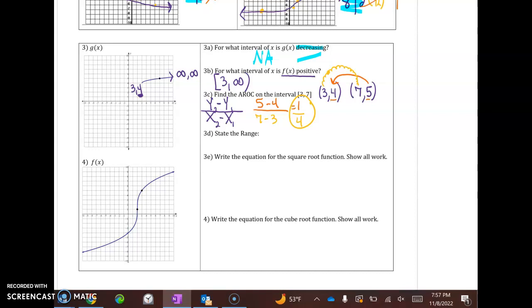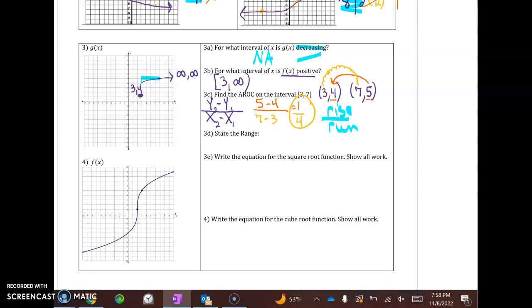The other option you have, because we have a picture, is, average rate of change is just slope. You could just count your rise over your run. So start here, you rise 1 and you run 4, and it is going uphill from the 3, 4 to the 7, 1. So we would keep it positive.